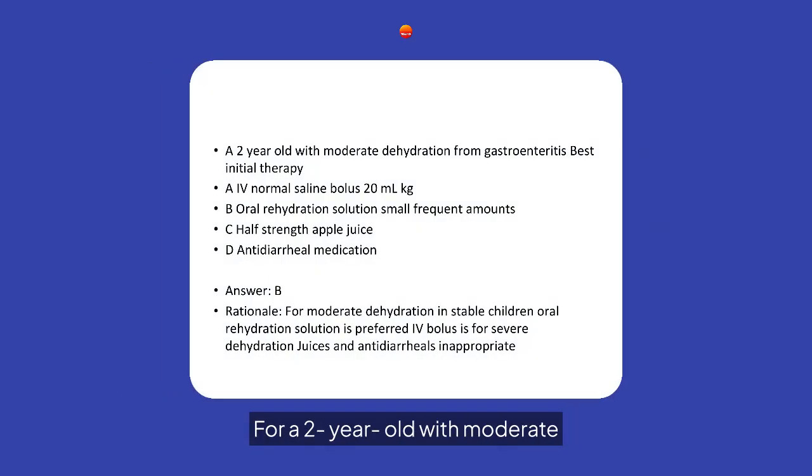For a 2-year-old with moderate dehydration from gastroenteritis, the best initial therapy is oral rehydration solution. This method is effective for stable children, while IV fluids are reserved for severe dehydration cases.